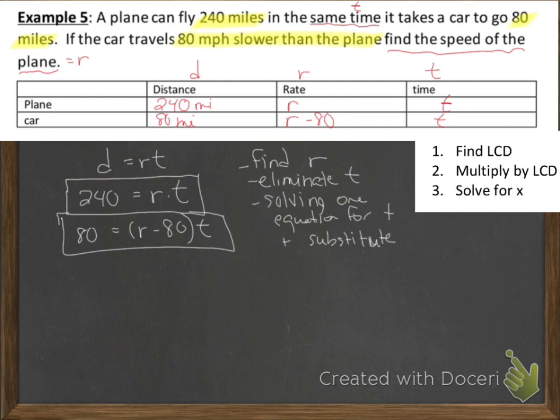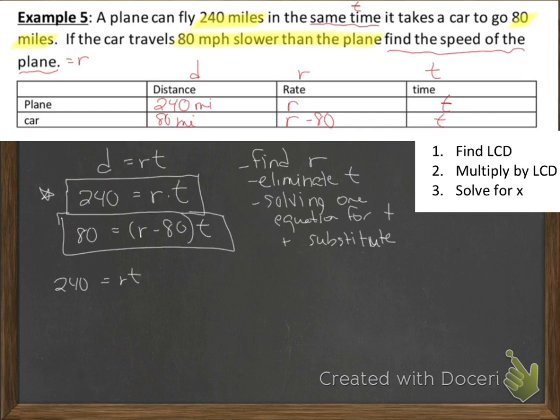into the other equation. So take a minute, stare at these 2 equations, and figure out which one you think would be slightly easier to solve for T. I think the first equation might be a little bit simpler. So we have 240 is equal to R times T. So let's ask ourselves, how is the R attached to the T? Well, they're attached by multiplication.